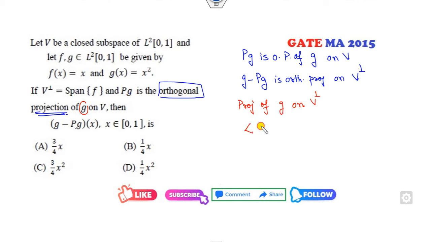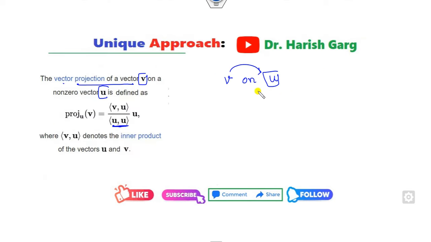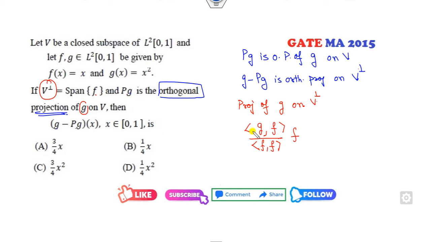So what is the answer for this G? What is the element of the V complement? The element of the V complement is F, divided by the inner product of F with F, into F, by using the formula inner product of V comma U divided by norm of U, into V. Now I can calculate the definition of the L2 inner product: L2 means integral from 0 to 1 of F into G, if they are different elements.